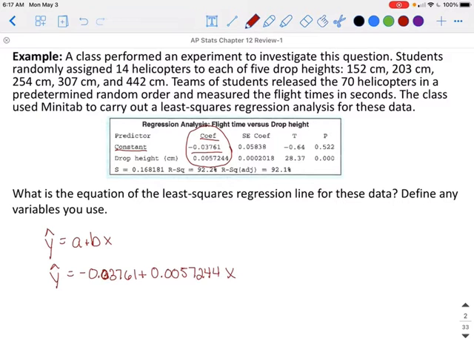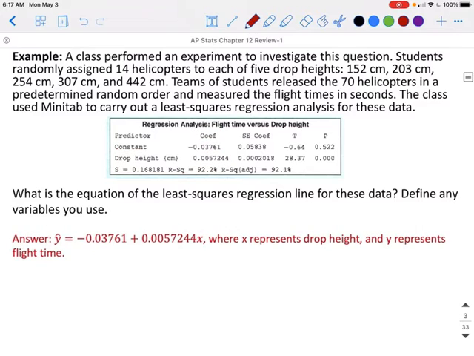times x. Since we used x and y, we need to define our variables. So x represents the drop height and y represents the flight time. Now you can also remember, you can write this as flight time, the expected flight time is equal to, and then for x you can write drop height instead, so you can define the variables in the equation, or you can just use your x and your y.